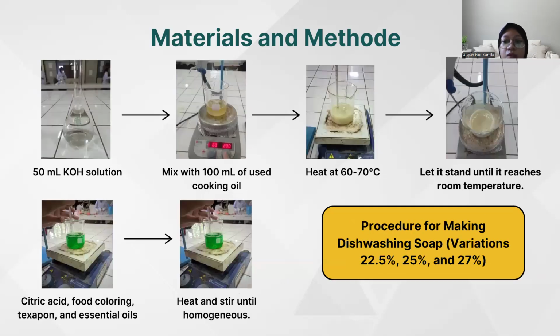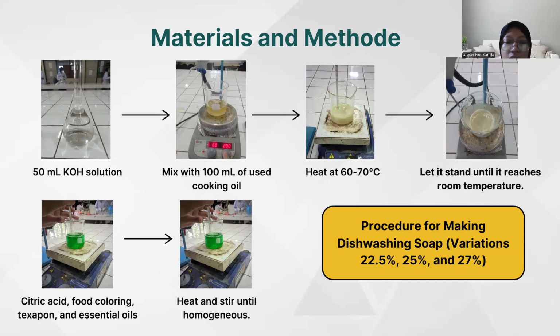And this is the procedure for making dishwashing soap. First, prepare 50 milliliters of potassium hydroxide solution, with variations of 22.5%, 25%, and 27%. And then mix 50 milliliters of potassium hydroxide solution with 100 milliliters of purified cooking oil. Heat the mixture at 16 to 17 degrees Celsius until emulsified.